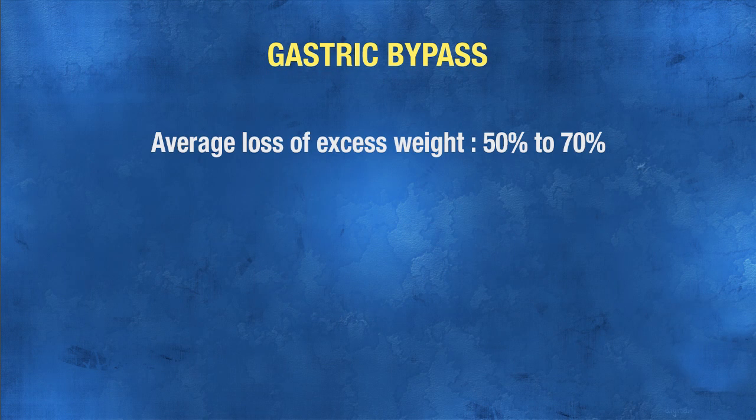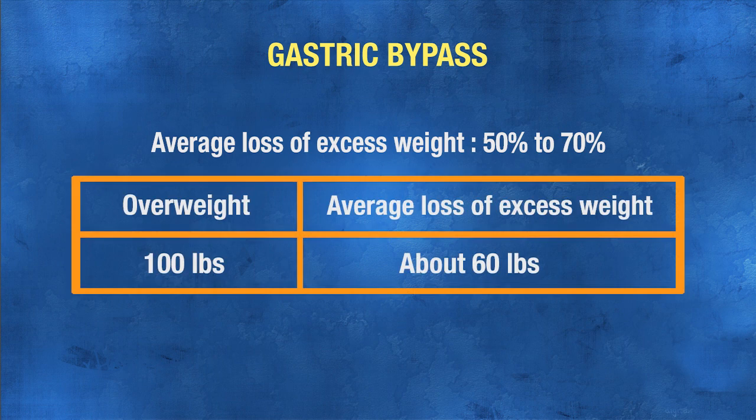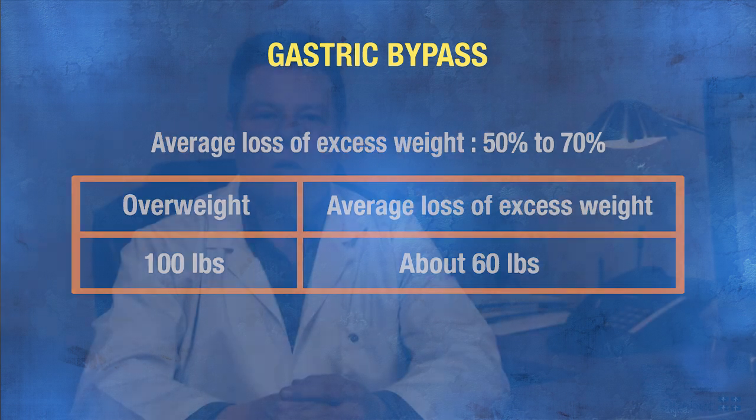This procedure results in mid-range weight loss. Following the intervention, you will lose on average from 50% to 70% of your excess weight. If you are overweight by 100 pounds, for example, you'll lose about 60 pounds. The risks are considered to be moderate compared to the two other surgeries, with a risk of mortality of about 1%. The risks specific to this procedure are leakage at the two connection points.